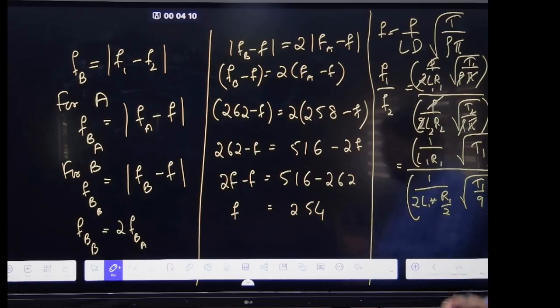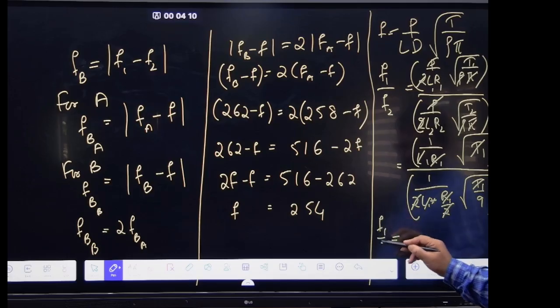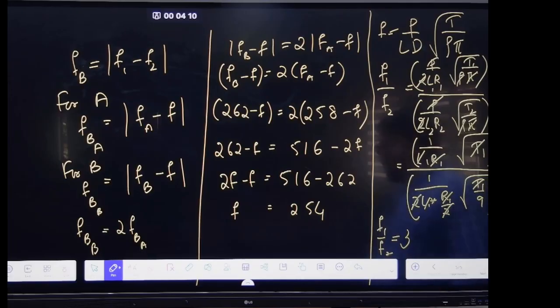Now what can we cancel off? L1 L1 can be cancelled off. R1 R1 can be cancelled off. T1 T1 can be cancelled off. 2 2 can be cancelled off. So F1 by F2 is equal to 3, since root of 9 is 3. It goes to the numerator. That implies F2 is equal to F1 by 3, that is equal to 600 by 3, that is equal to 200 hertz.